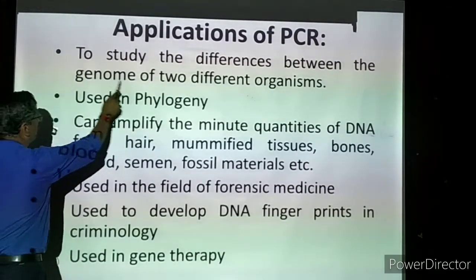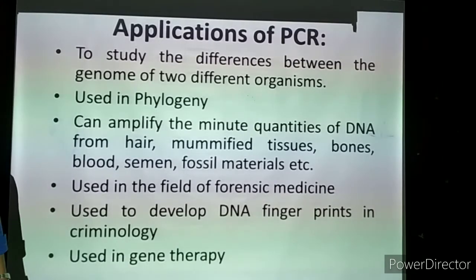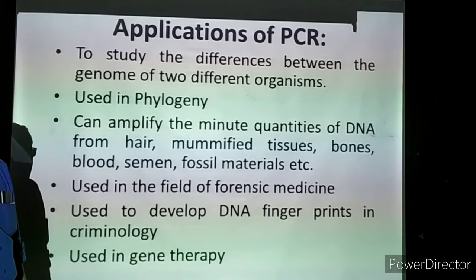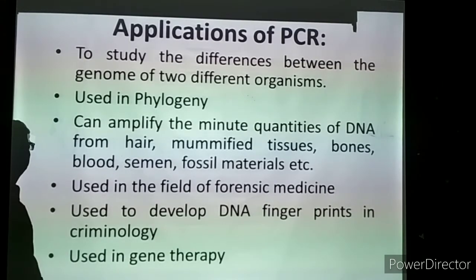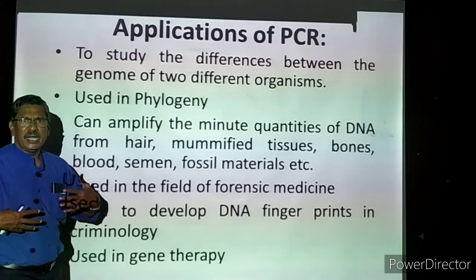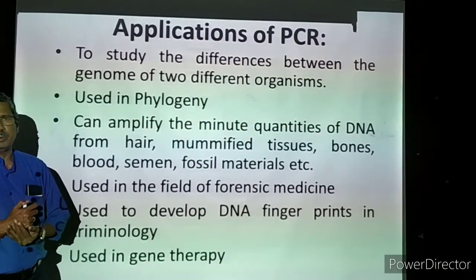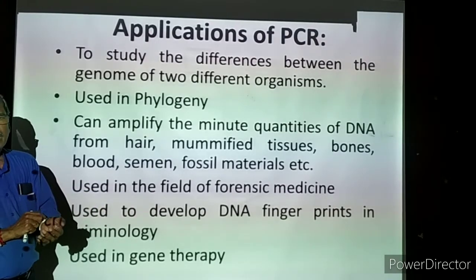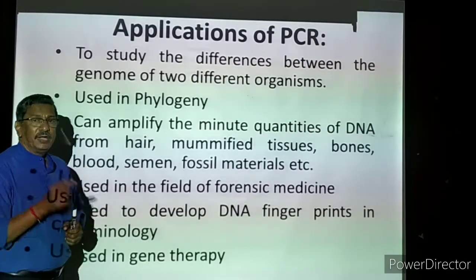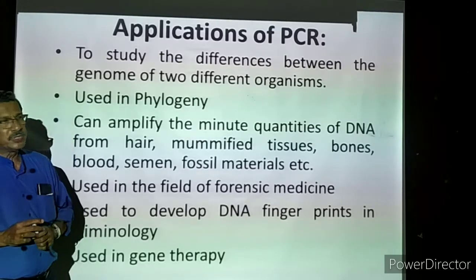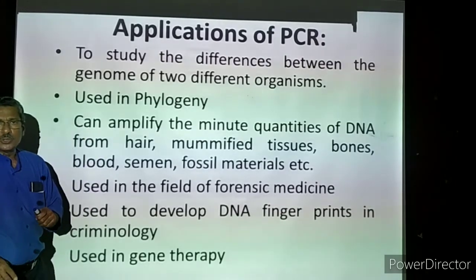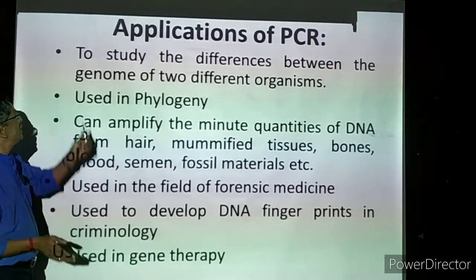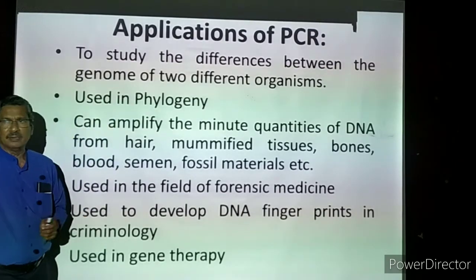What is genome? The amount of DNA present in one cell of an organism. For example, in our body, billions and billions of cells will be present, but we take only one cell. There is one nucleus, and in the nucleus, 46 chromosomes are there. How much DNA is there in those 46 chromosomes? That is the genome of a human.